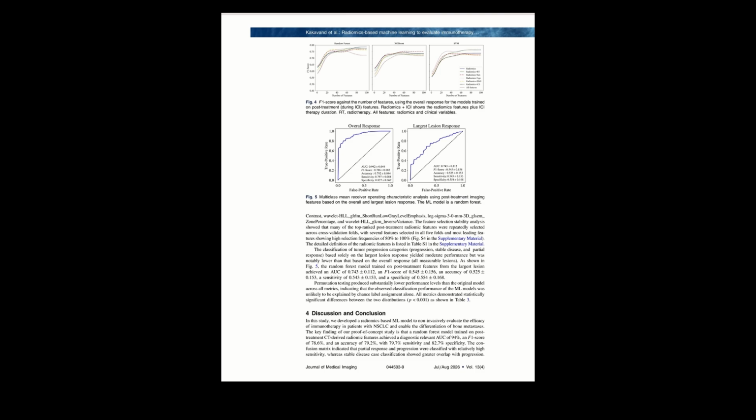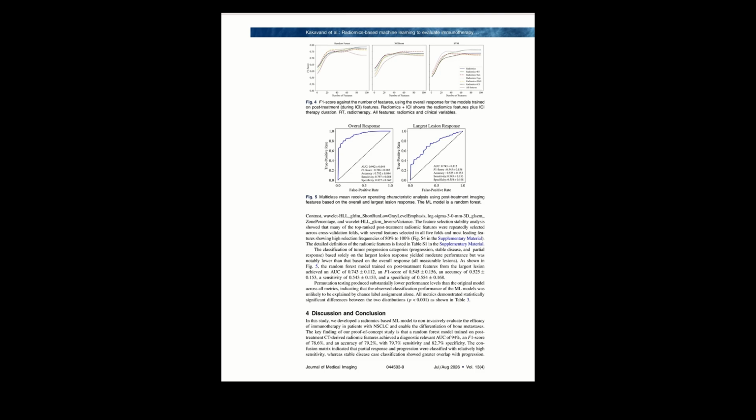But here's the part that really stood out to me. I would assume, logically, you'd want to compare the baseline pre-treatment scan to the post-treatment scan to calculate the difference. You would think so. Yeah. But the model performed best using only the post-treatment scans. Why is just looking at the aftermath mathematically better than looking at the difference?